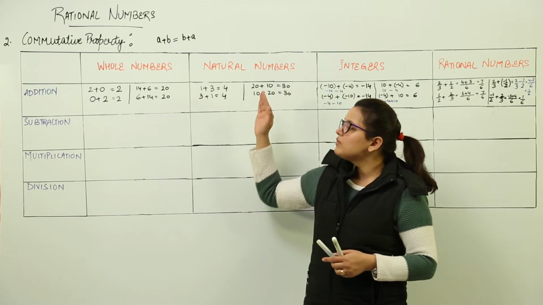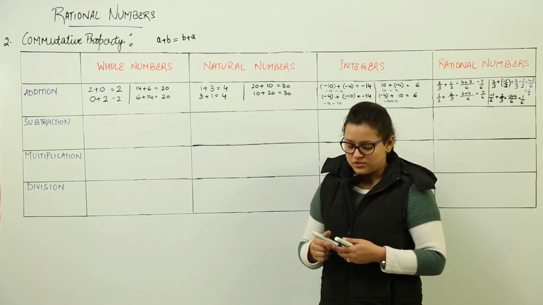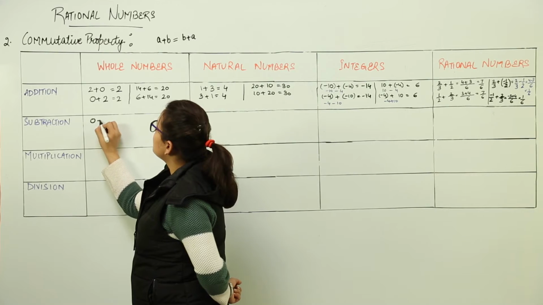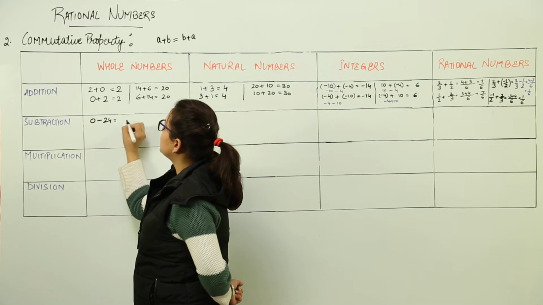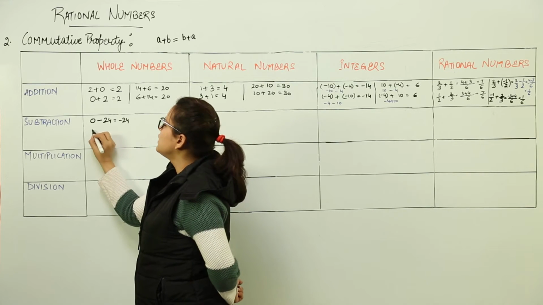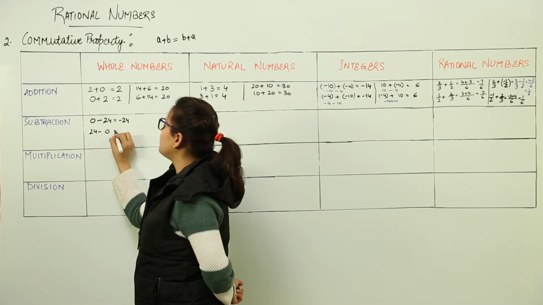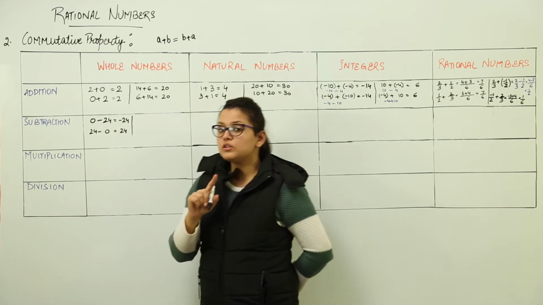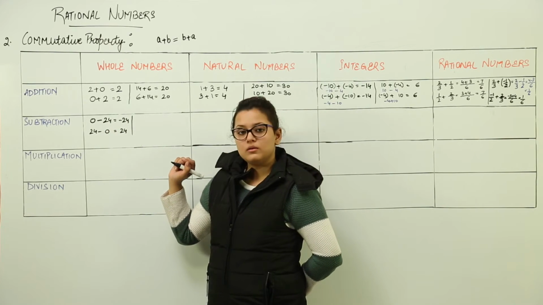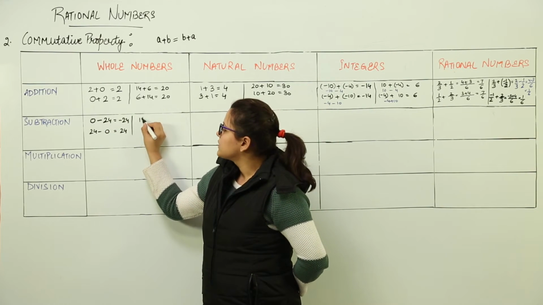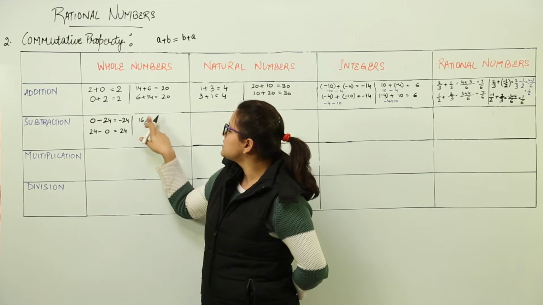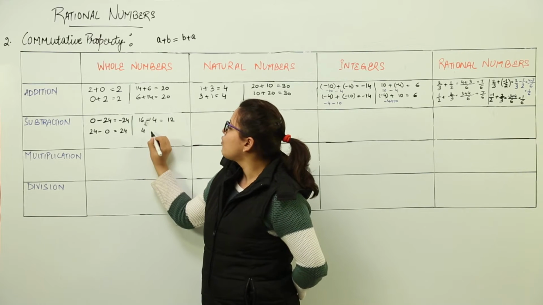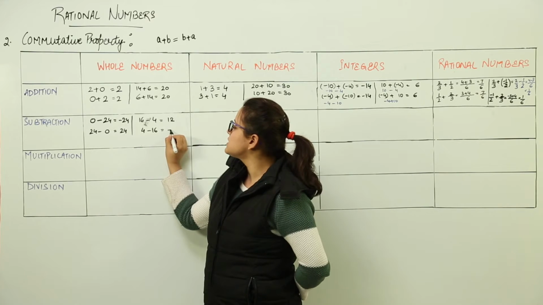Similarly, now we will be starting with the next category of subtraction. Let us take examples for subtraction now. Whole numbers. 0 minus 24 gives us minus 24. If you do 24 minus 0, it gives us 24. Make sure you are considering the signs properly. Another example, 16 minus 4 gives us 12. But if you do 4 minus 16, that gives us minus 12.